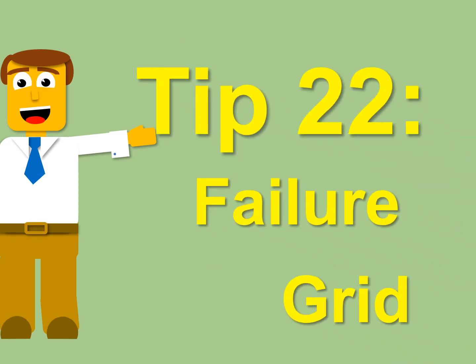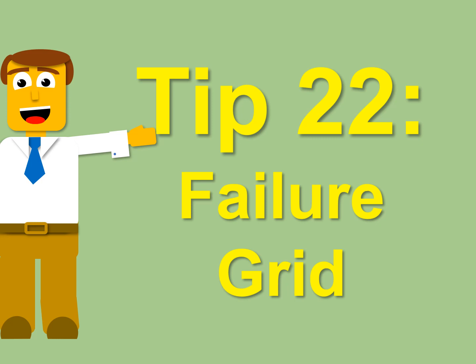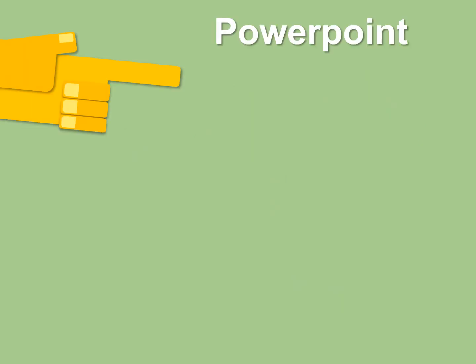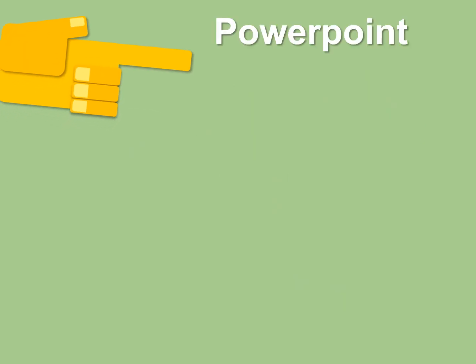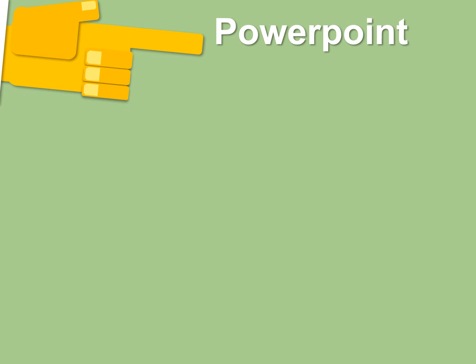This one, tip 22, is called failure grid, although you may wish to use a different word to the word failure when using it with the kids. For this you will just need a PowerPoint, although you could add some PLC type things or grids to get them to think about things afterwards.